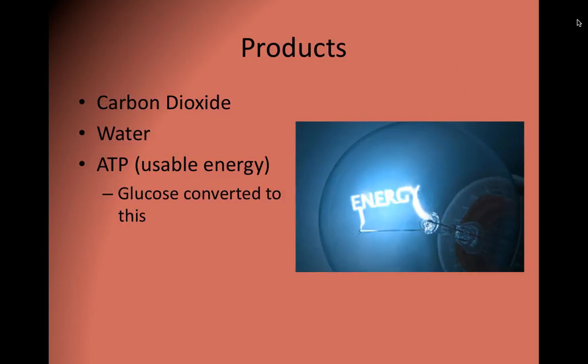Now those are the ingredients, or the reactants, of cellular respiration, but just like photosynthesis, there are products of cellular respiration too. The first of these is carbon dioxide. Does anyone remember where else we have heard of carbon dioxide? Photosynthesis. In photosynthesis, plants absorb carbon dioxide and give off oxygen. However, in cellular respiration, it's the reverse. So the cells use oxygen, but they give off carbon dioxide.